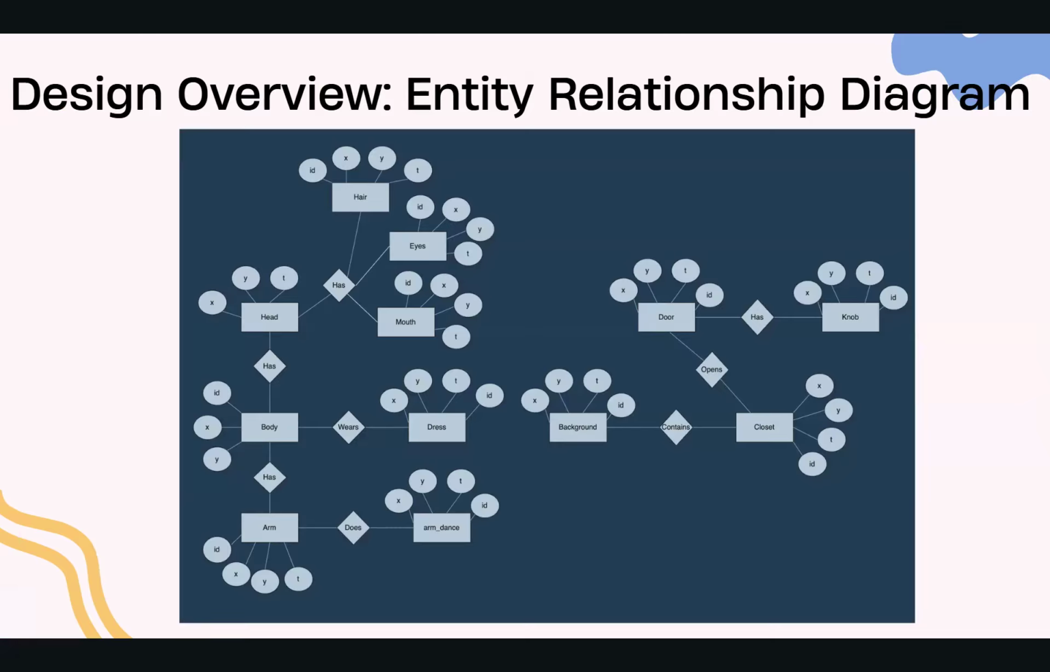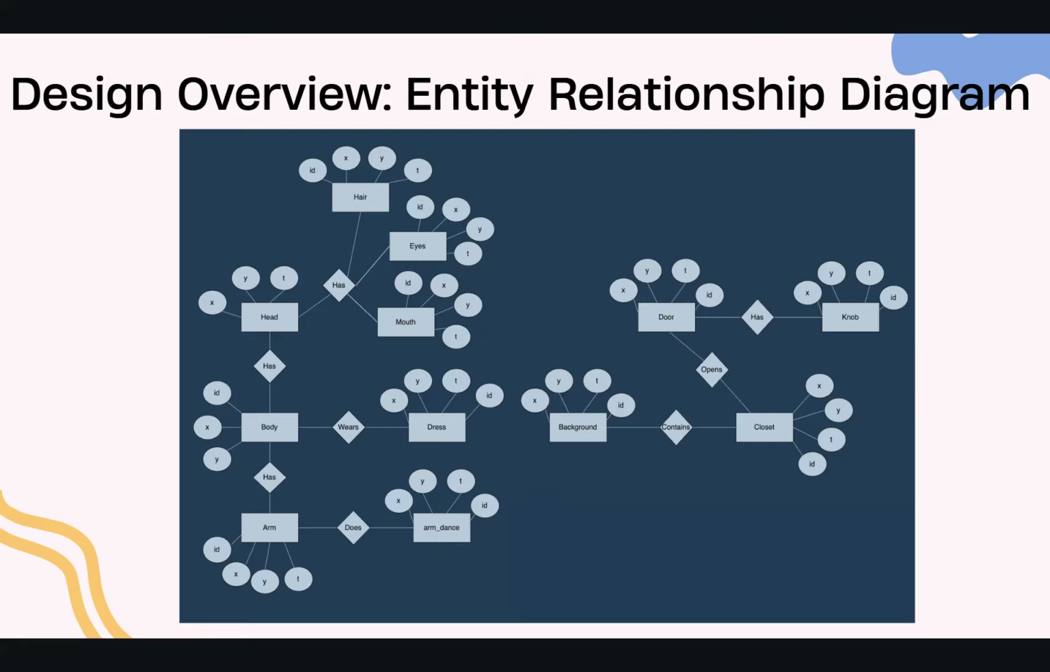And the closet has a one-to-many relationship with the doors, including the left and the right door. And we have the doors that have a many-to-many relationship with the knobs, and these are both our moving objects. And then we have our avatar, which has the body. This has a one-to-one relationship with the head, and the head has a one-to-one relationship with the hair, a one-to-many relationship with the eyes, and a one-to-one relationship with the mouth. And within this, the head, the hair, the eyes, and the mouth are all moving objects.